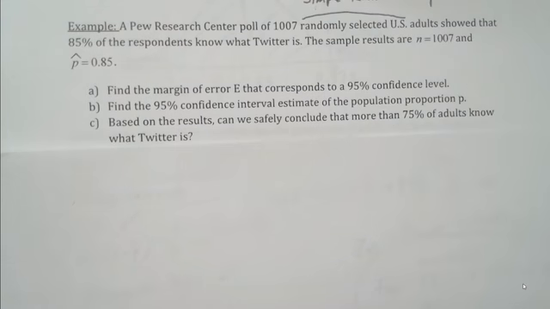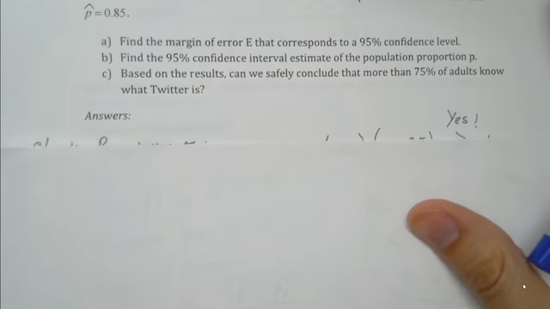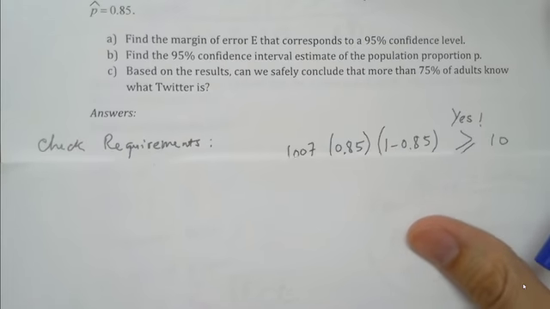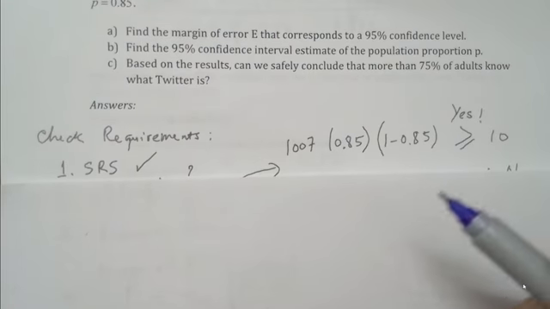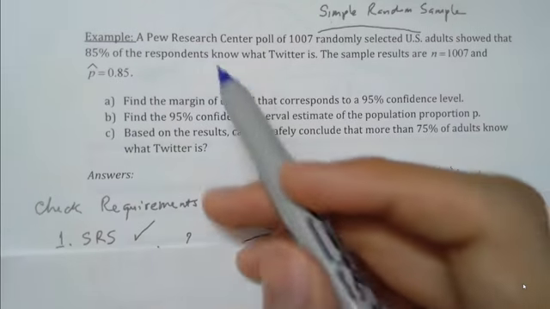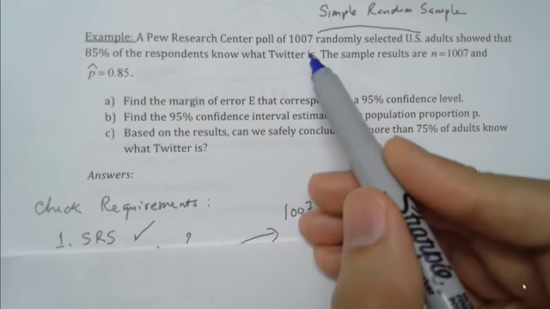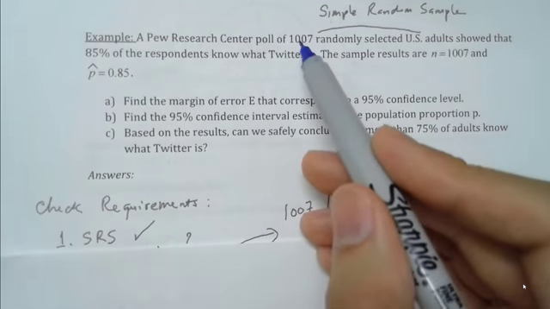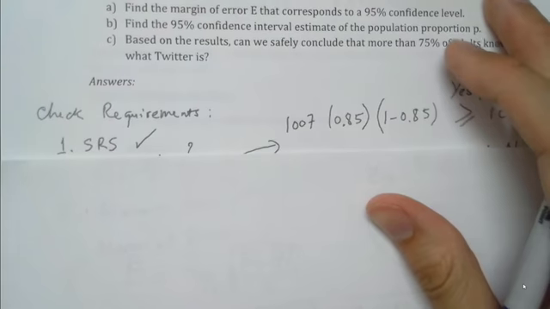But before doing anything, we have to check for the 3 requirements that I mentioned before. The first requirement, make sure that it is a simple random sample. Yes, this one here is a simple random sample because the poll was taken from 1,007 randomly selected US adults, so that is a simple random sample.